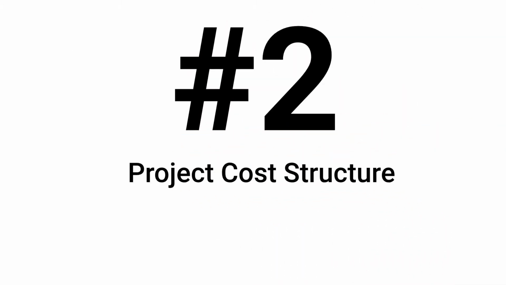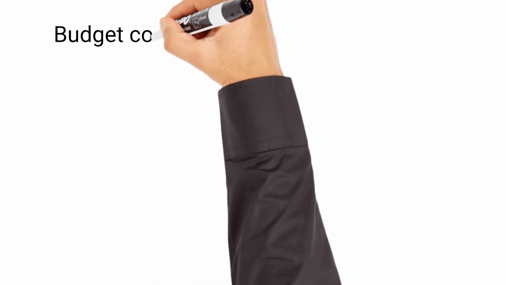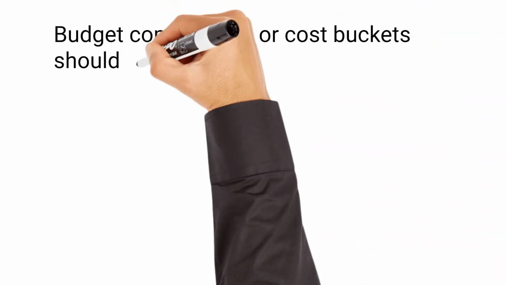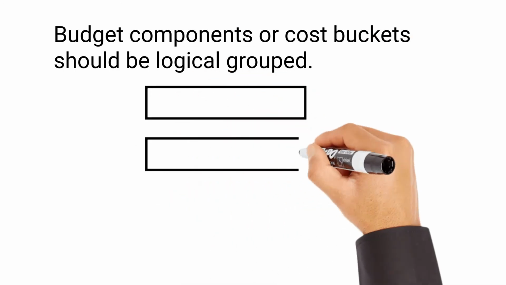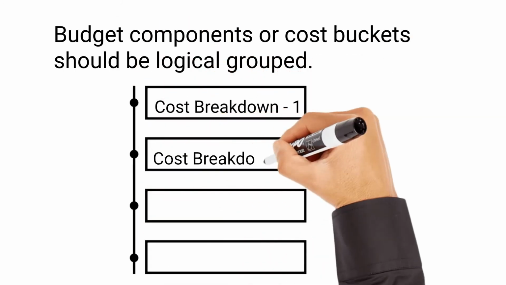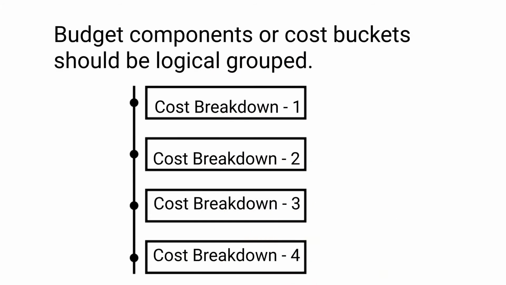Once you understand the cost structures, the next step is to make sure these budget components, or cost buckets, are logically grouped and correspond to similar kinds of project work. Grouping can also be done function-wise, or by project phase. This step has to be completed as soon as possible, ideally during the initial phase of the project.